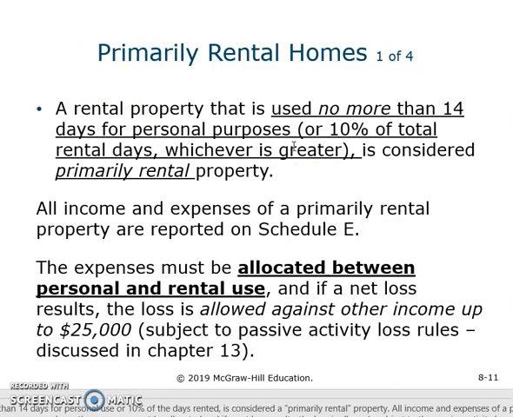A rental property that's used no more than 14 days for personal purposes, or 10% of the total rental days, whichever is greater, is considered primary rental property. In that case, all income and expenses of the primary rental property are going to be reported on Schedule E. The expenses must be allocated between personal and rental use, and if a net loss results, the loss is allowed against other income up to $25,000. And this is also subject to the passive activity loss rules that we're going to discuss later in the course in Chapter 13.